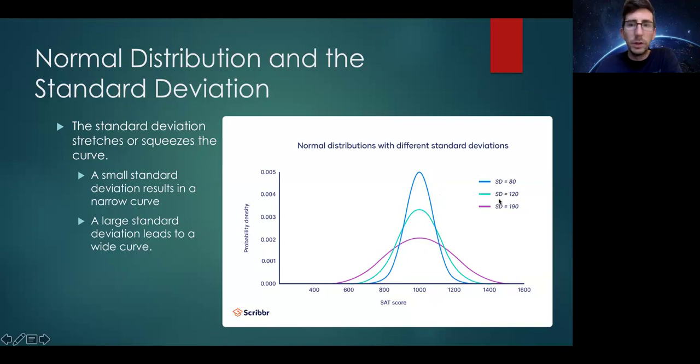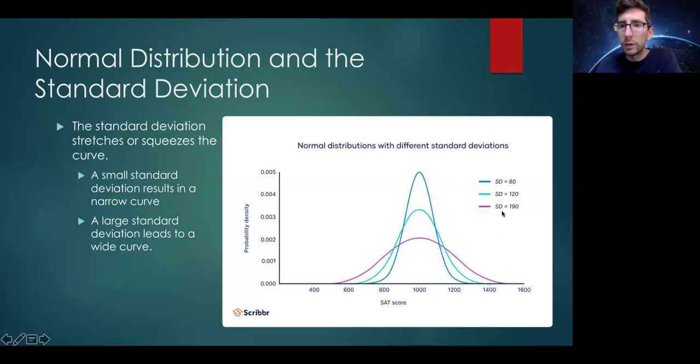Then if we increase our standard deviation to 120, that peak gets a little smaller. And what happens to our tails? Our tails get a little bit wider, right? Our data is becoming more spread out, which is causing our curve to become wider itself.